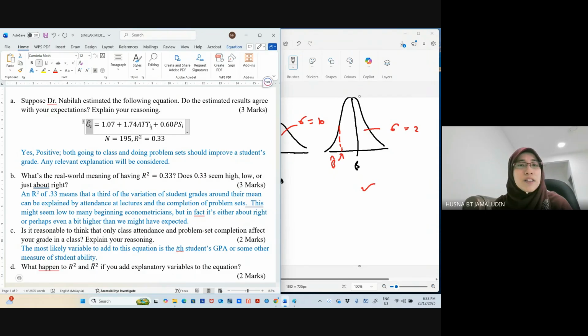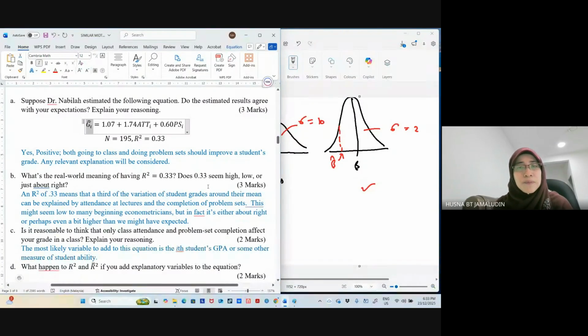Cross-section is about different people. Different people have different behavior. There is no way for you to be able to explain 100% of people's behavior. Of course, right? No one can do that. So being able to explain 33% of people's behavior is actually high. In fact, if you can say you are able to explain 20% of people's behavior, that's good enough. But if this is time series, of course, this is too bad.